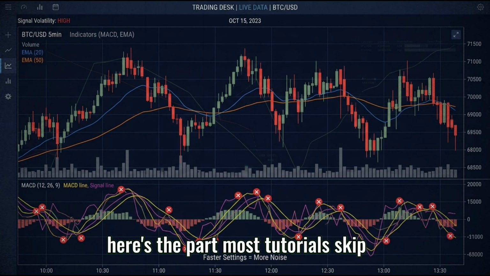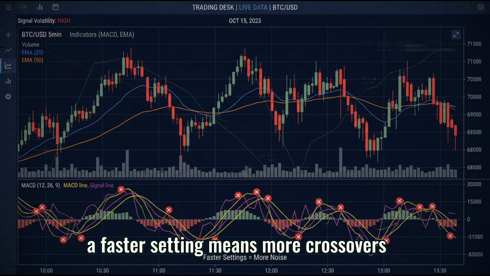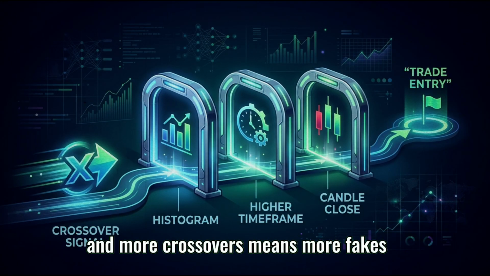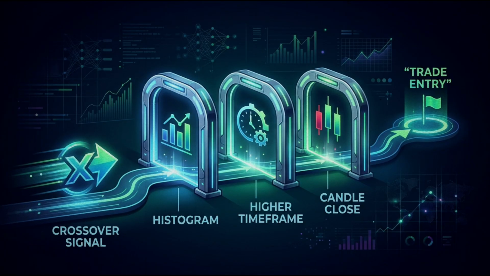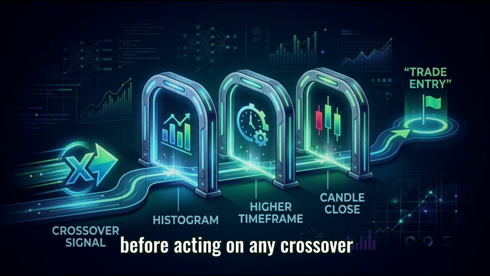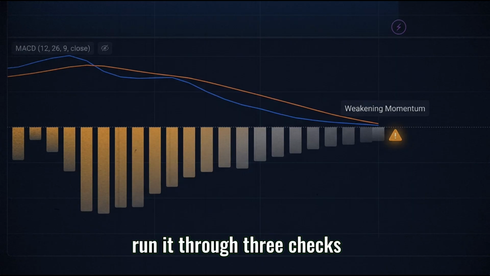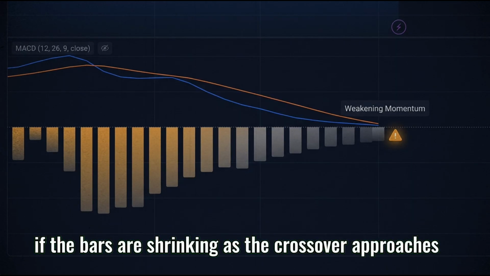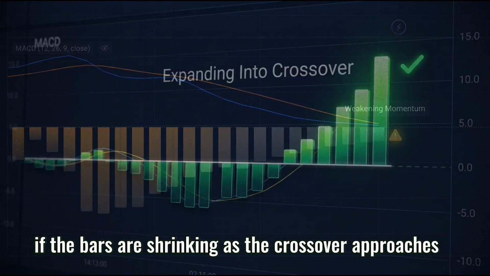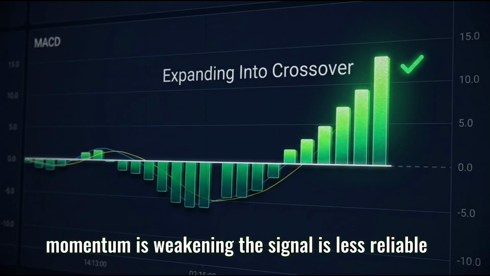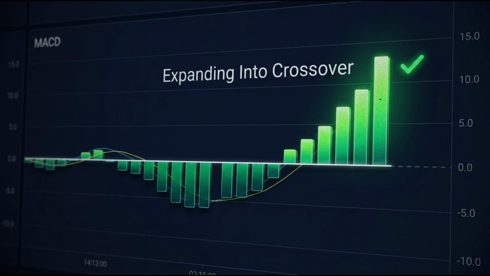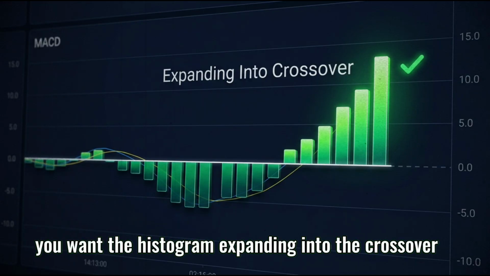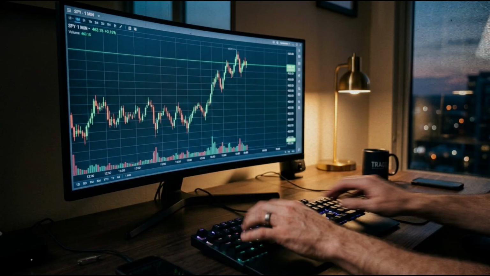Here's the part most tutorials skip. A faster setting means more crossovers, and more crossovers means more fakes. Before acting on any crossover, run it through 3 checks. First, the histogram. If the bars are shrinking as the crossover approaches, momentum is weakening, the signal is less reliable. You want the histogram expanding into the crossover, not fading.